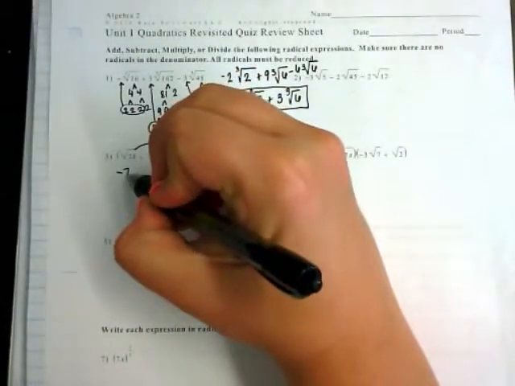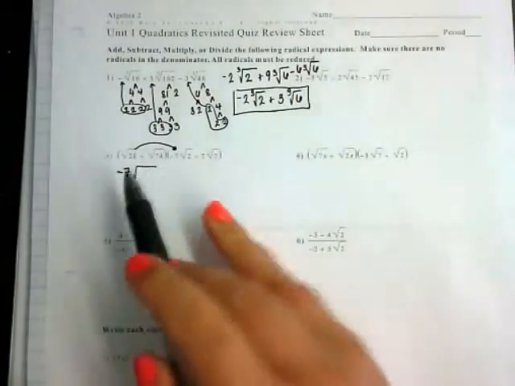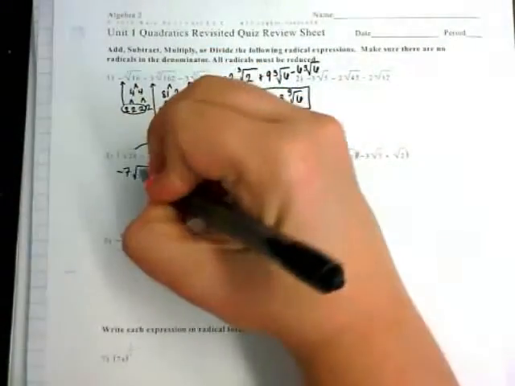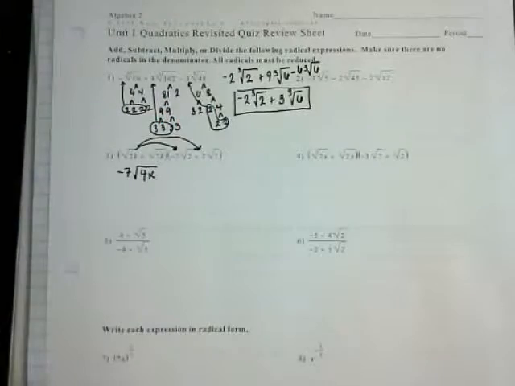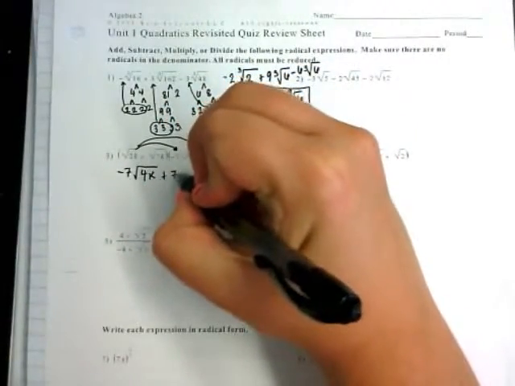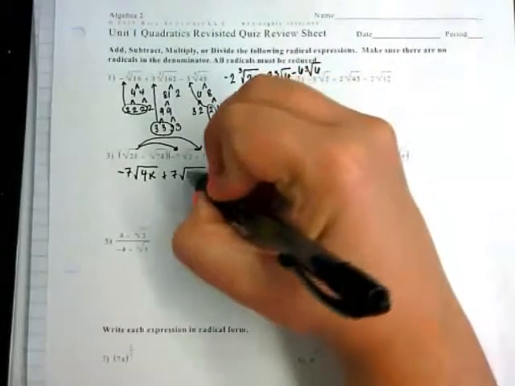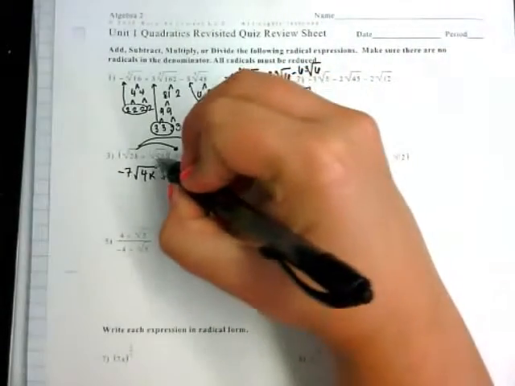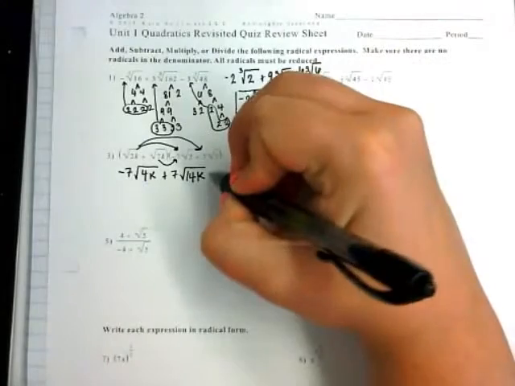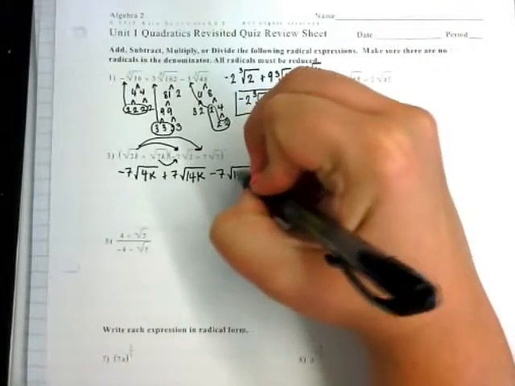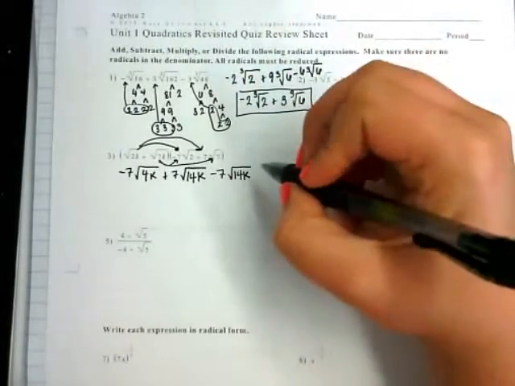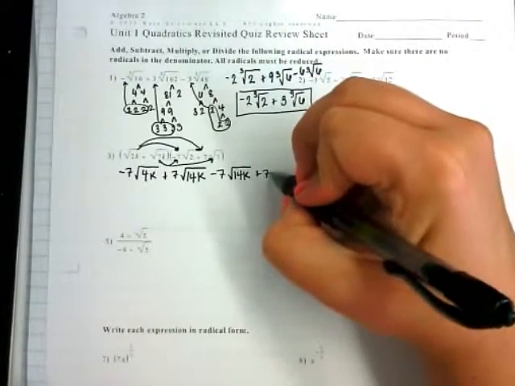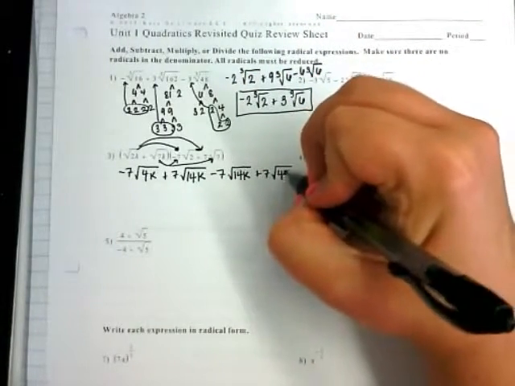So the first terms, we're going to get negative 7 square root of, now 2 times 2 is 4, so that's going to give us 4k. Now the outer terms, so I'm going to get 7 on the outside, square root of 14k. Now the inside terms, minus 7 square root of 14k. And the last terms, and that's going to give me 7 square root of 49k.